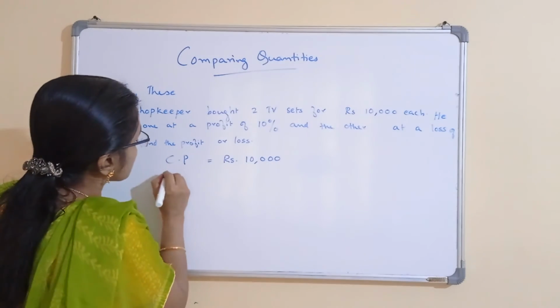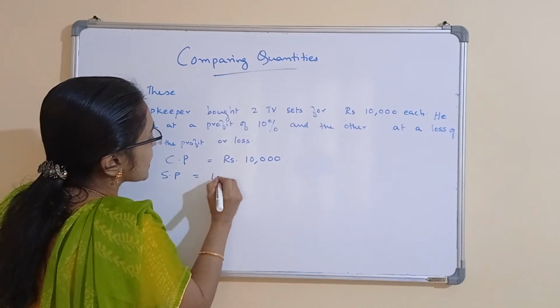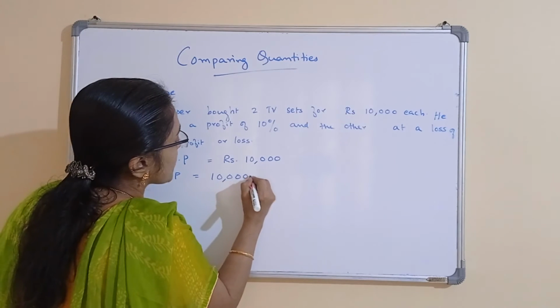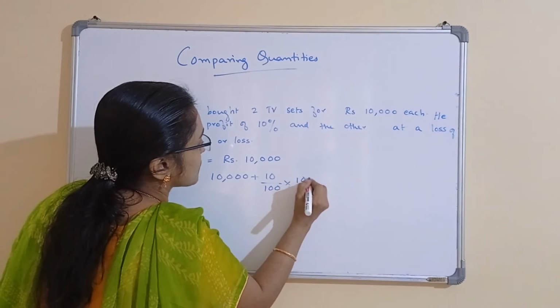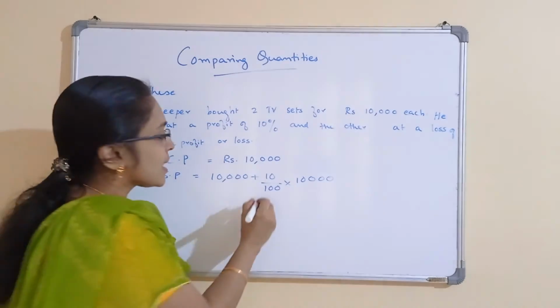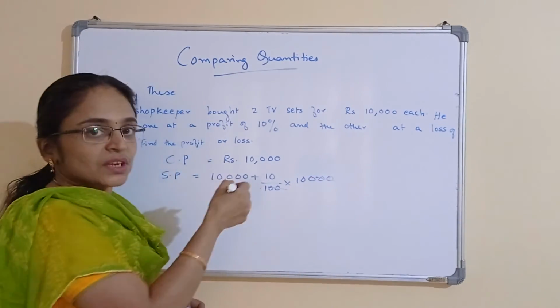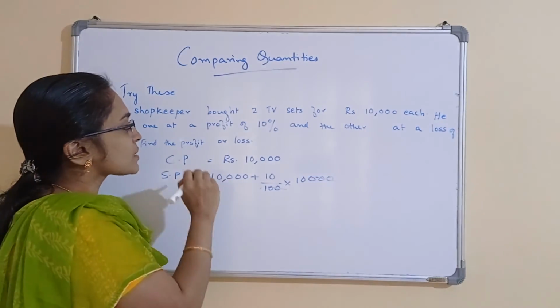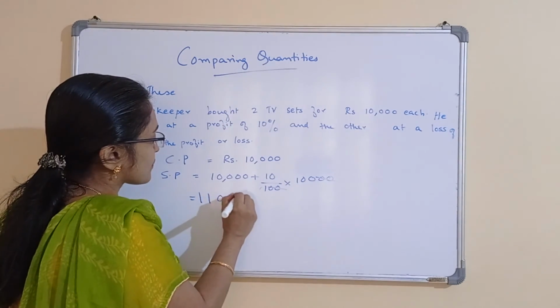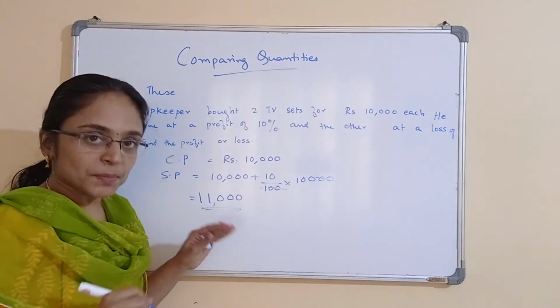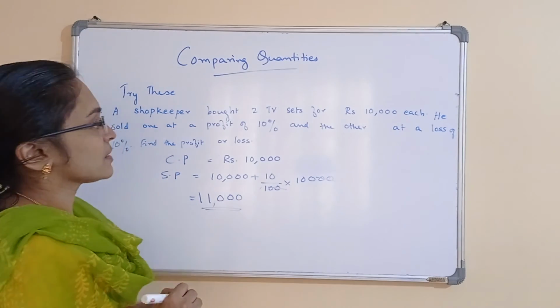and selling price is equal to 10,000 plus 10% of 10,000. 10 by 100 into 10,000 and that is equal to 1000. We know that it is 1000. So 10,000 plus 1000 is 11,000. So selling price of the first TV set is 11,000.